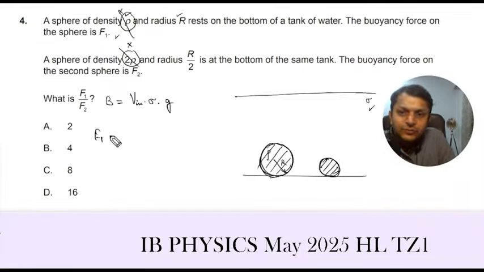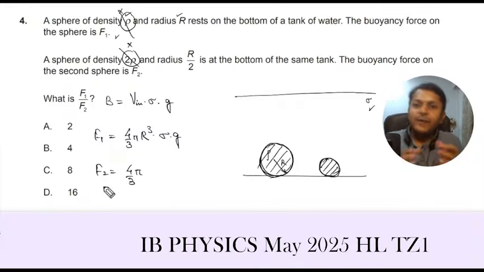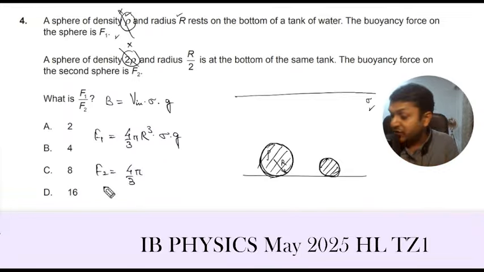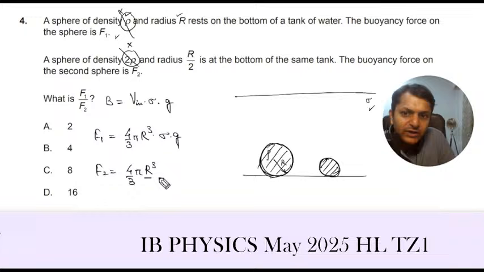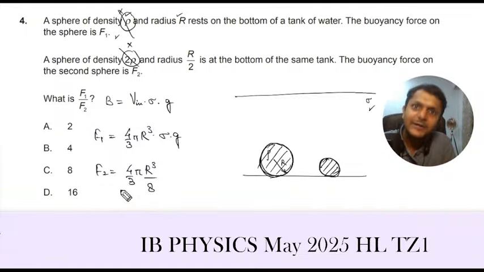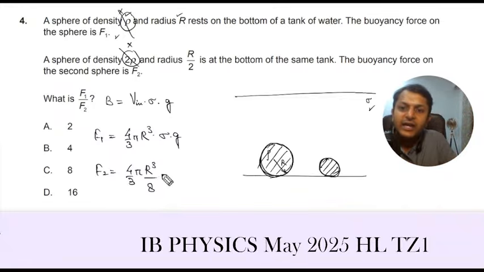The first buoyant force is given as F1. The volume will be 4 by 3 pi r cube, times sigma times g. And what about F2? F2 will have 4 by 3 pi, which is just a constant. The volume of a sphere, 4 by 3 pi r cube, is given in your data booklet, so you can take that formula from there. And the radius is r by 2. So you substitute r by 2 here, and it becomes r cube divided by 8, that is 2 raised to power 3. Sigma remains sigma, g remains g.